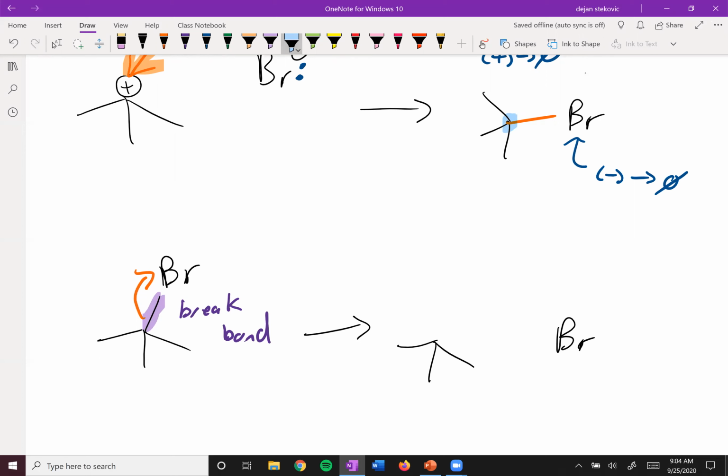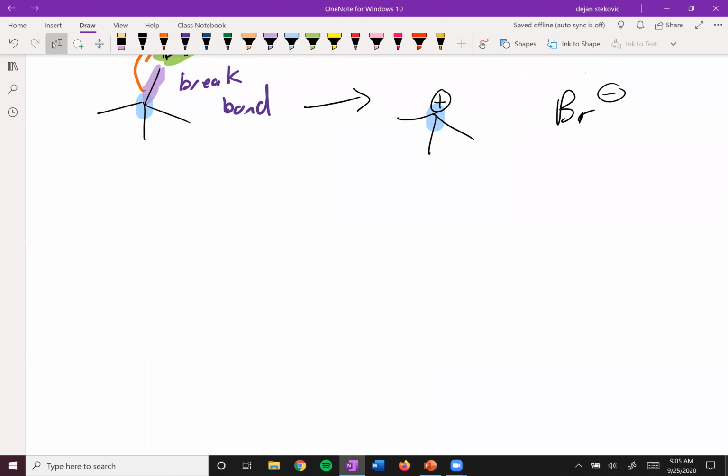And then if we think about what the formal charges of everything are going to be, this carbon was originally neutral, and then it lost electrons because the electrons in the bond went to the bromide. So this will be positively charged. And then this bromine over here is neutral, but then it's gaining electrons, so it's going to be negatively charged. Let's take a look at another example.